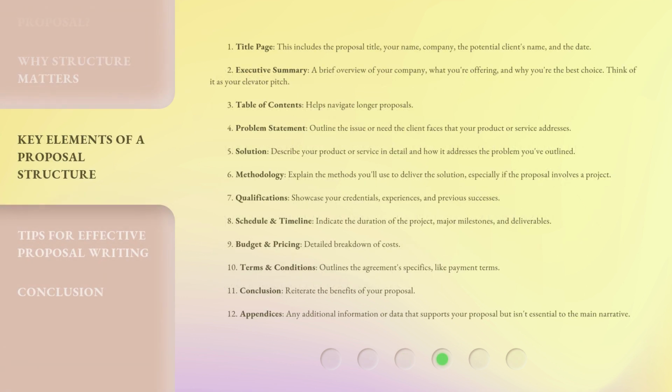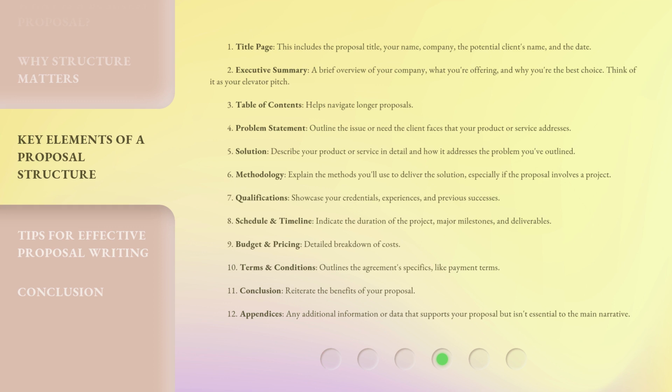1. Title page. This includes the proposal title, your name, company, the potential client's name, and the date. 2. Executive summary. A brief overview of your company, what you're offering, and why you're the best choice. Think of it as your elevator pitch. 3. Table of contents. Helps navigate longer proposals.